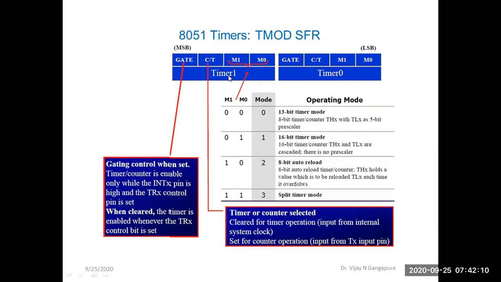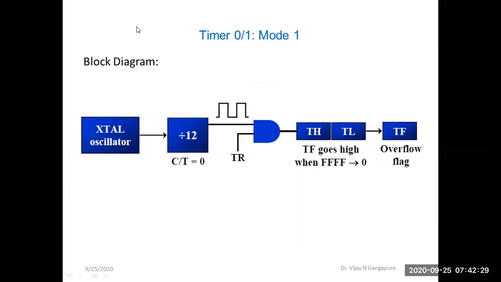Now the same bits are there for timer 1 and the same functions are there, so we can configure timer 0 and timer 1 in one of these modes. Both timers have gating control, and both timers have the C/T bit to configure timer 0 and timer 1 either in counter mode or timer mode. So this is about the TMOD SFR. Now let us move towards mode 1 of either timer 0 or timer 1 of the 8051. Mode 1, as I told you, is the 16-bit mode.